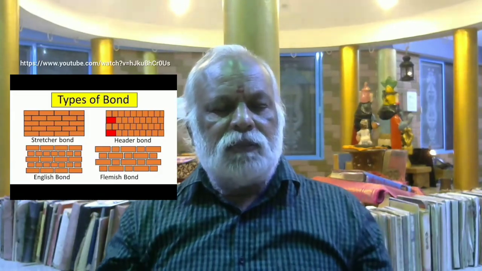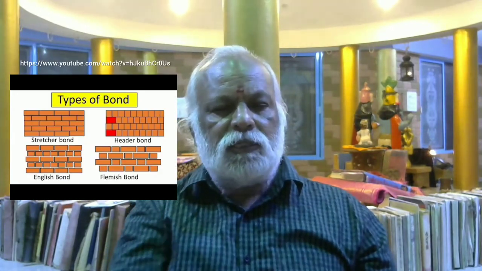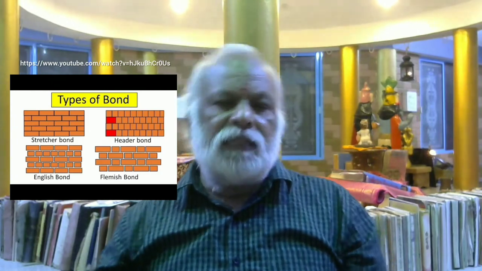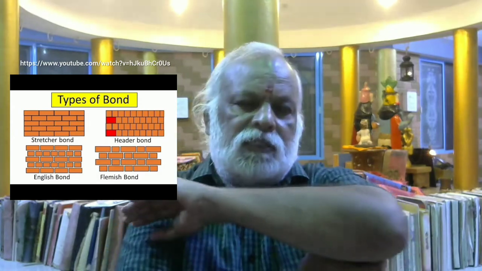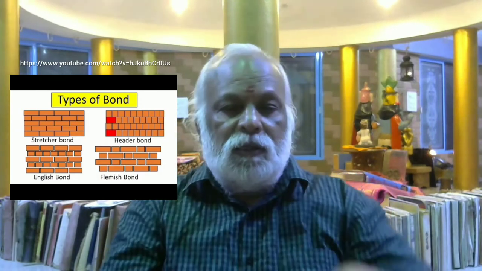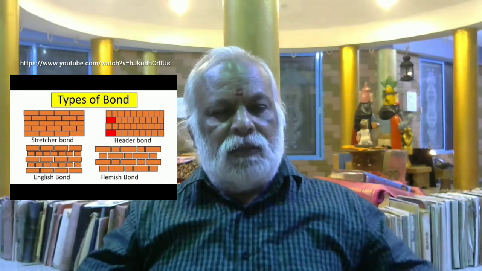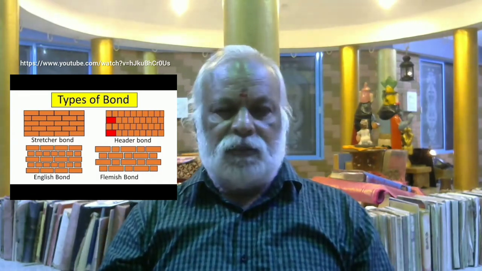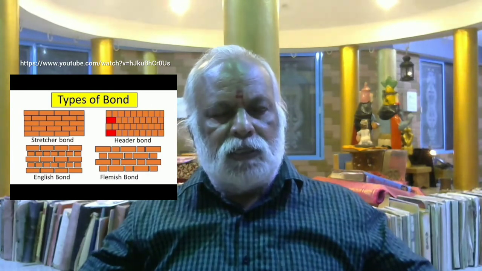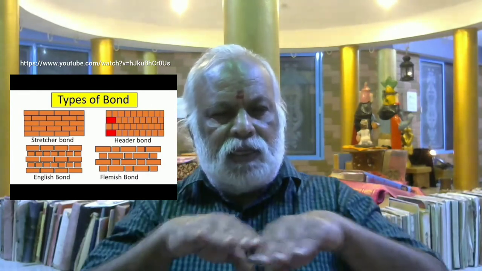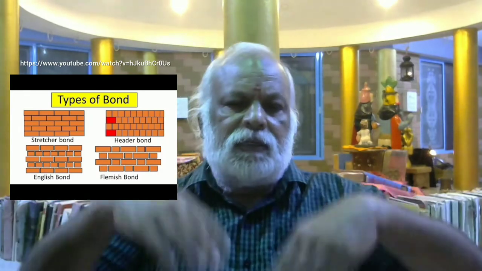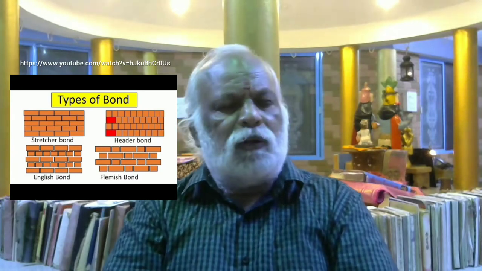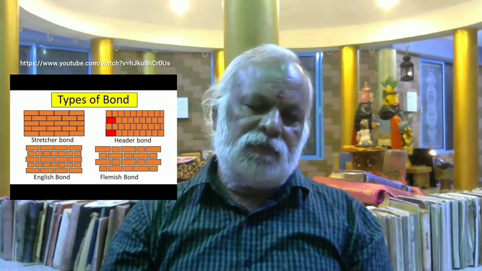In English bond, one course will be laid as stretcher. The first course, you start with stretcher courses usually. Stretcher, then the even course will be header. Then again stretcher, header. So in one course, completely stretcher. Second course, completely header. Third course again stretcher, then header, repeating like that, using closers, breaking the joints if needed.